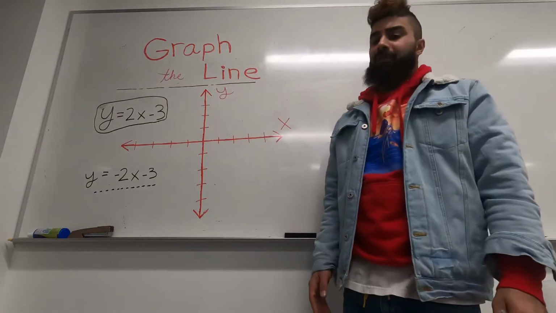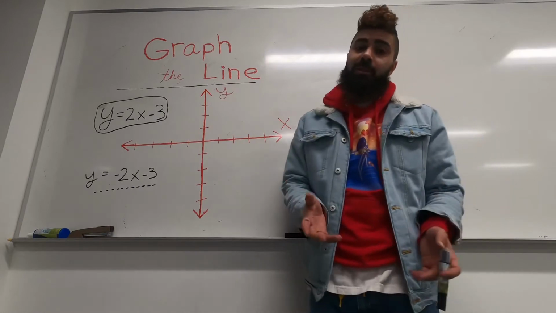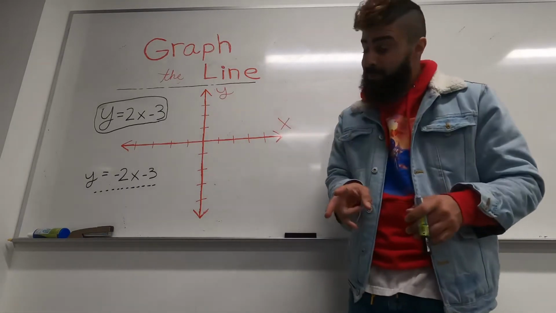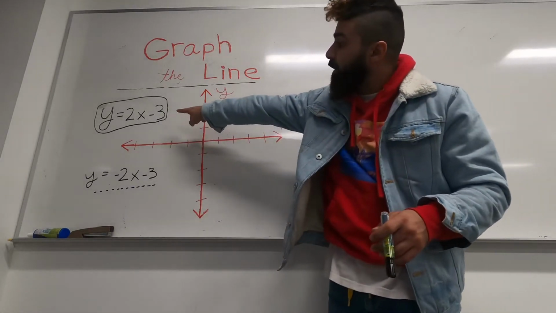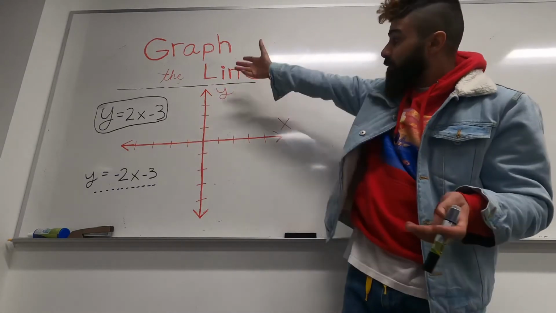Okay, MyMathYourMath here. The last video I made was the first one, the equation of a line passing through two given points. This was the line that we ended up finding, y equals 2x minus 3, okay? Today we're going to graph the line.